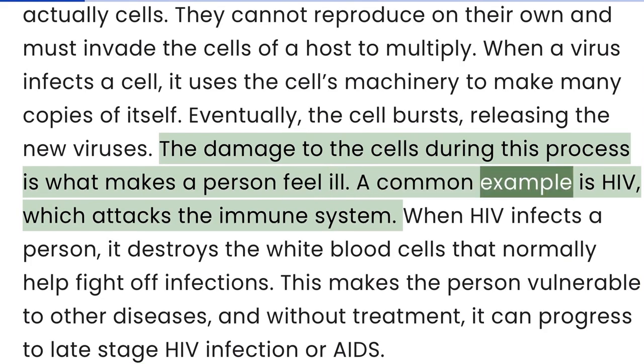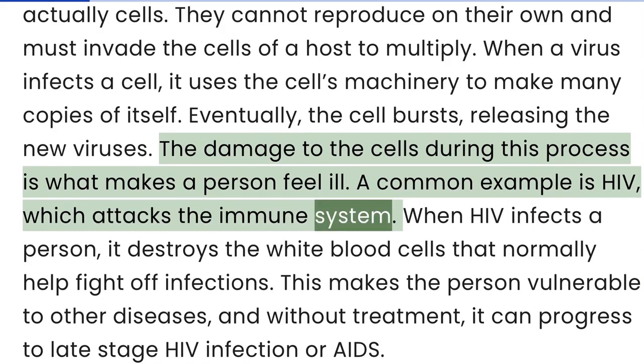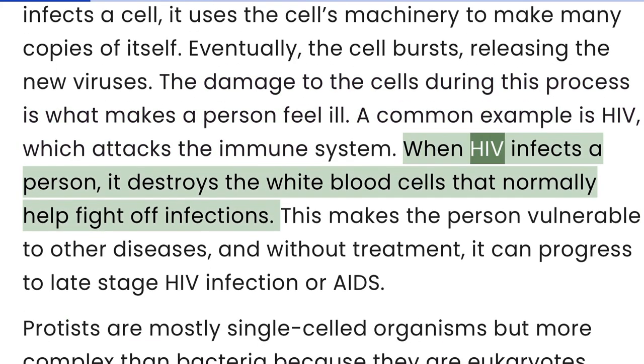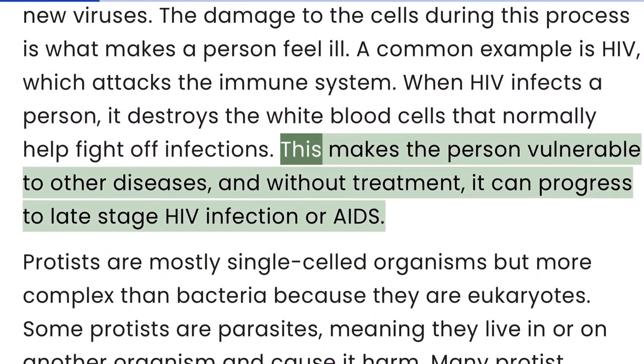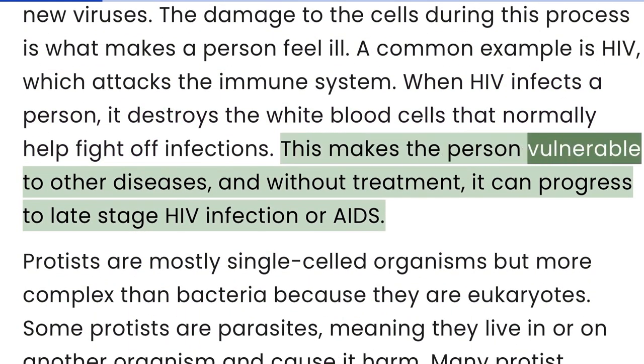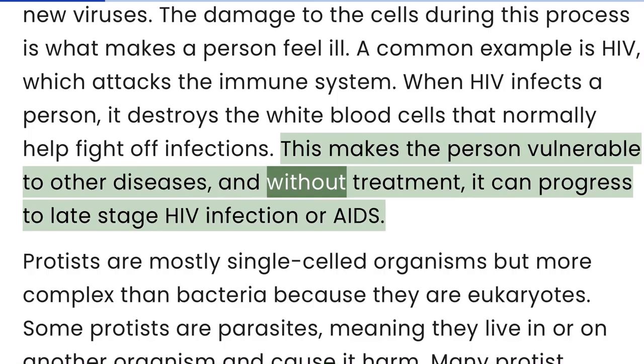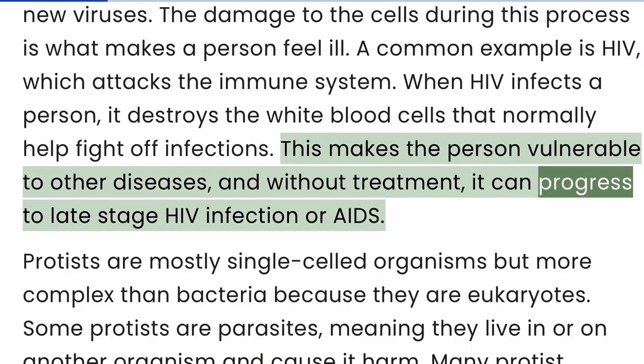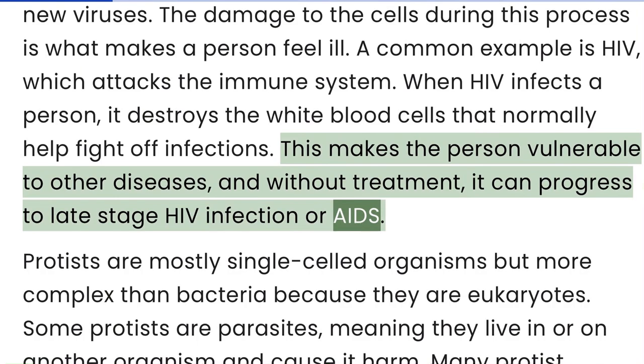A common example is HIV, which attacks the immune system. When HIV infects a person, it destroys the white blood cells that normally help fight off infections. This makes the person vulnerable to other diseases, and without treatment, it can progress to late-stage HIV infection or AIDS.